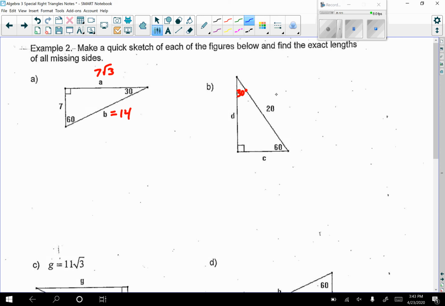We always want to kind of relate it back to the short leg first. We never want to go from the hypotenuse to the long leg or vice versa. Always take it back to the short leg, and these problems will become a lot easier. So that means C is going to be half of 20, so that's 10. And then our long leg is going to be 10 radical 3. So very easy to write in once we understand the relationships between the sides.